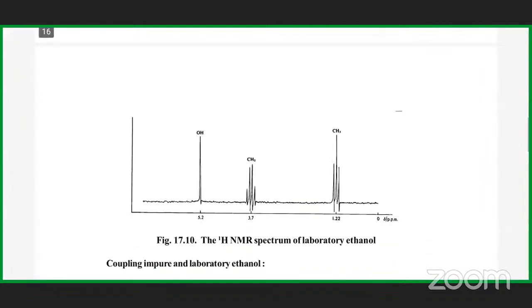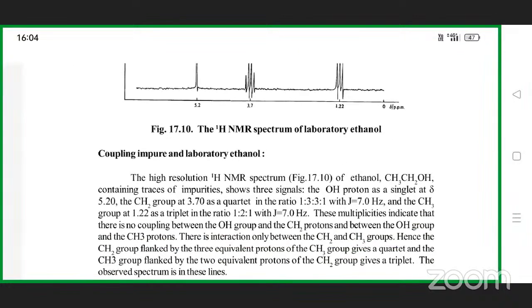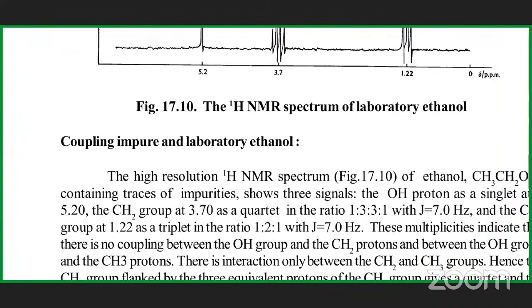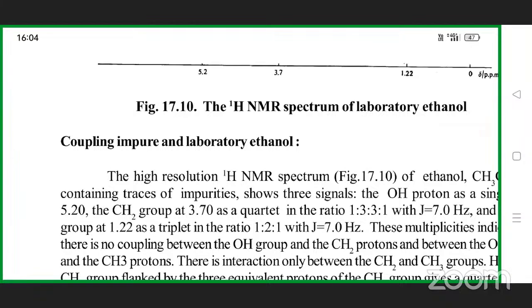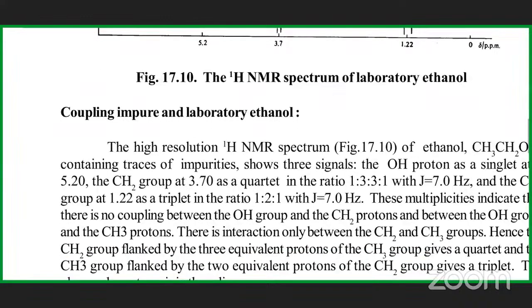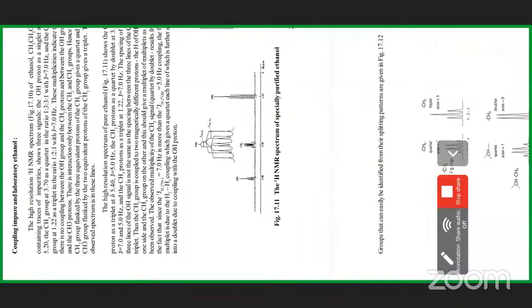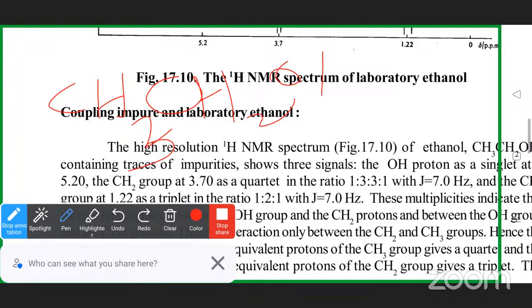A very important question which can come in the exam is the H1 spectrum of ethanol, pure and impure. Pure and impure ethanol, this is a very important question. The H1 NMR spectra for pure alcohol and impure alcohol will be different. For pure alcohol, the formula is the same: CH3, CH2, OH.